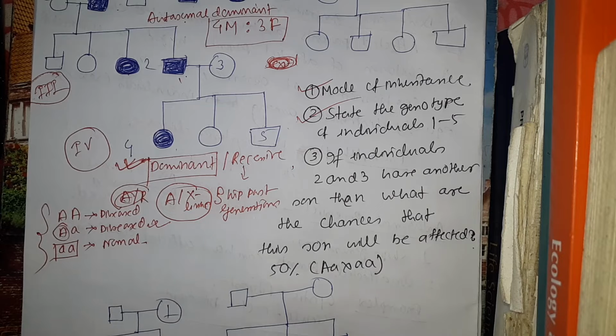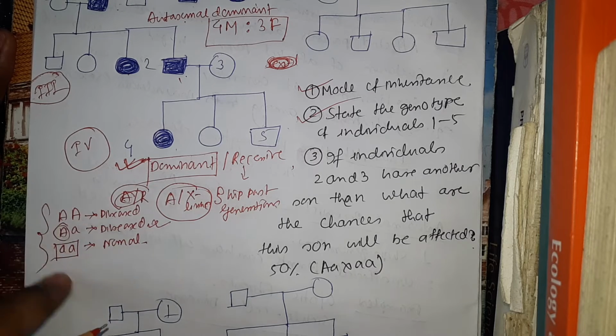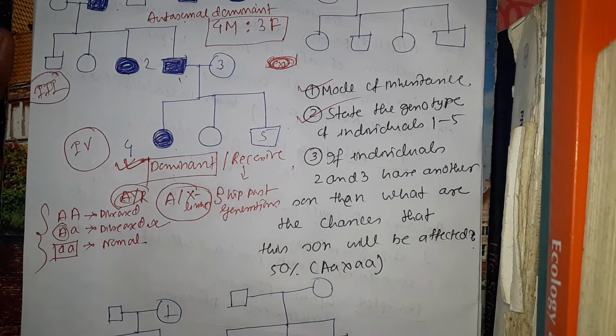So in case of autosomal dominant, the heterozygote will also be a genotype of a diseased individual, right? But we will not see this in case of autosomal recessive. In that case, the heterozygote will be normal, but it will be referred to as a carrier, right?